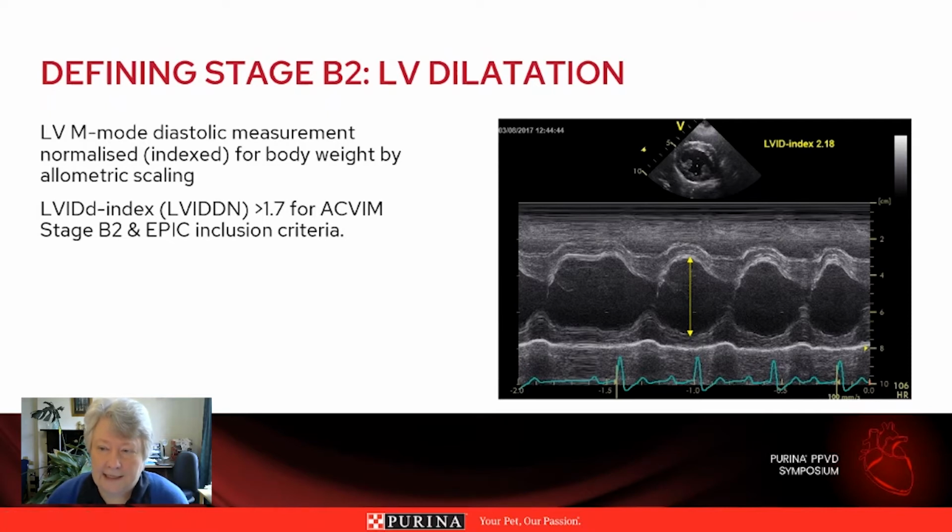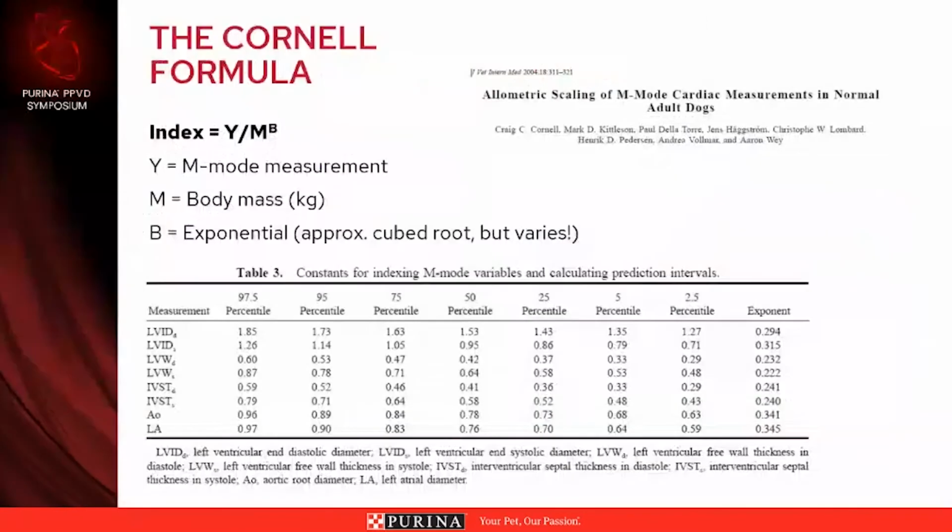And we can index this for body weight. So it means we don't have to have breed-specific ranges for every single breed, but our index is over 1.7 for our EPIC inclusion and our stage B2 criteria. So in this case, it was 2.18. So how do we get that index? So that index is based on allometric scaling.